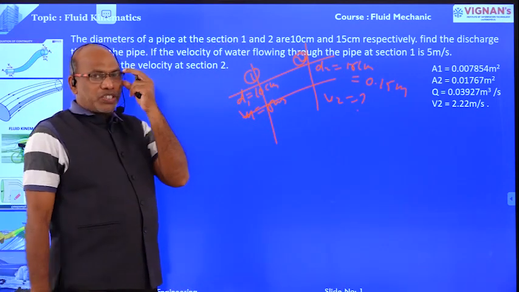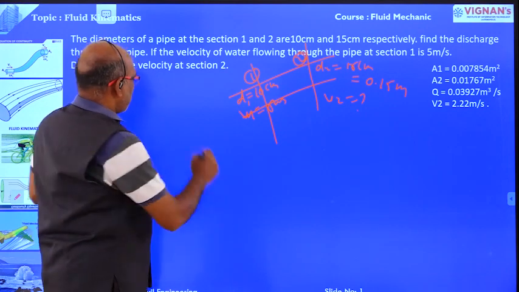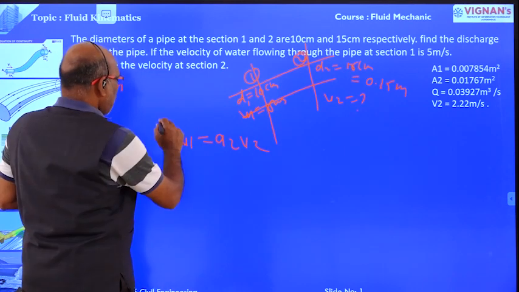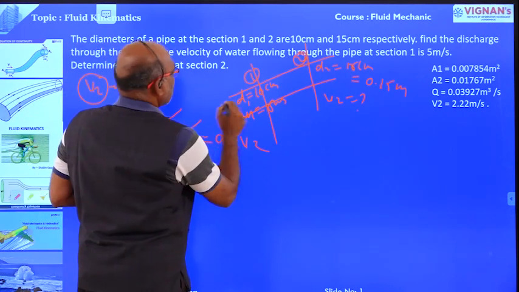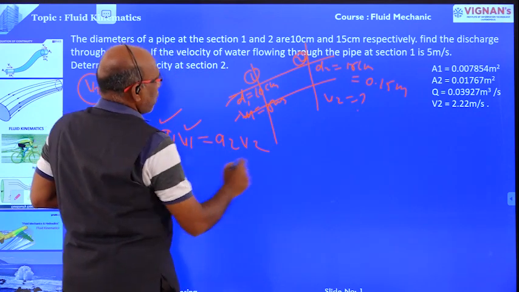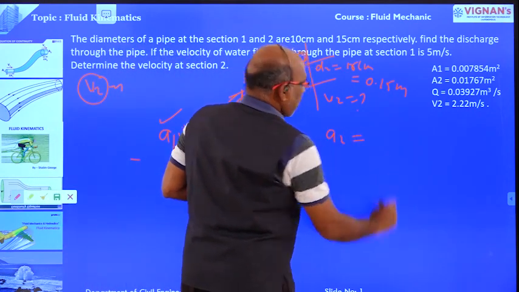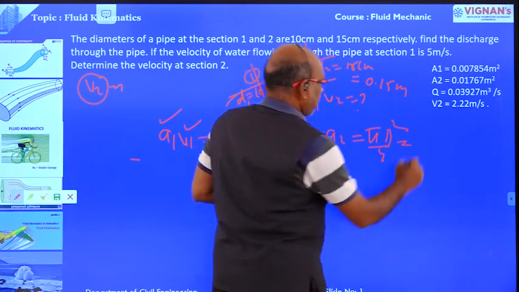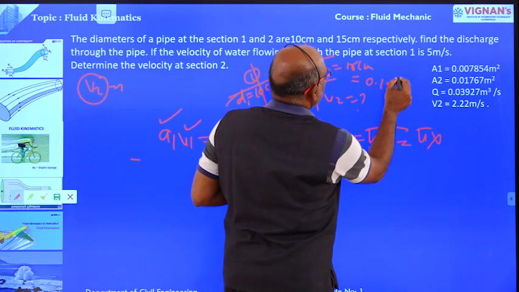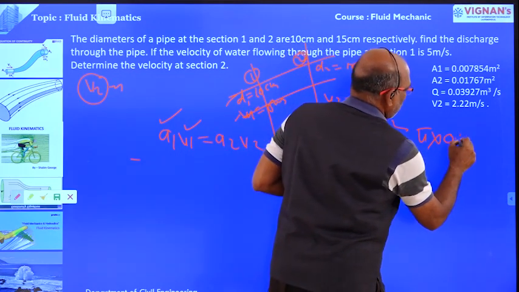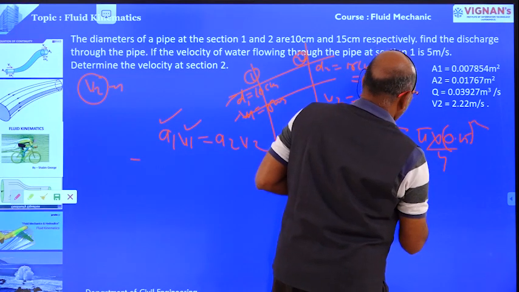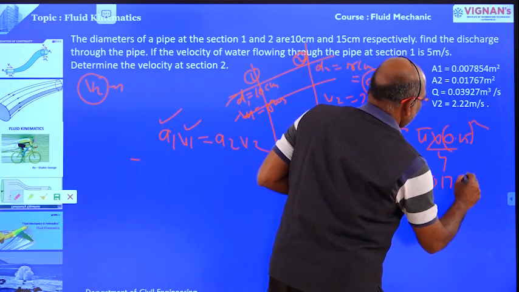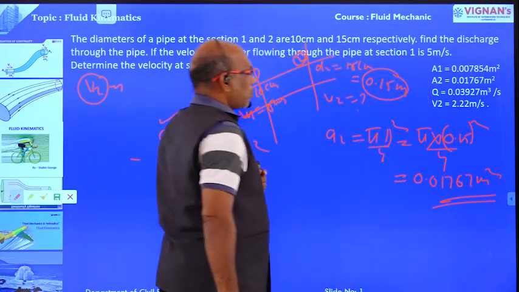Right, for the determination of velocity at section 2-2, apply the continuity equation: A1 v1 is equal to A2 v2. A1 we have already determined, and the velocity at this section is given. Then what is the formula for A2? A2 is the same formula, pi d square by 4, pi into 0.15 square divided by 4. Therefore A2 is equal to 0.01767 meters square. A2 is known to us.